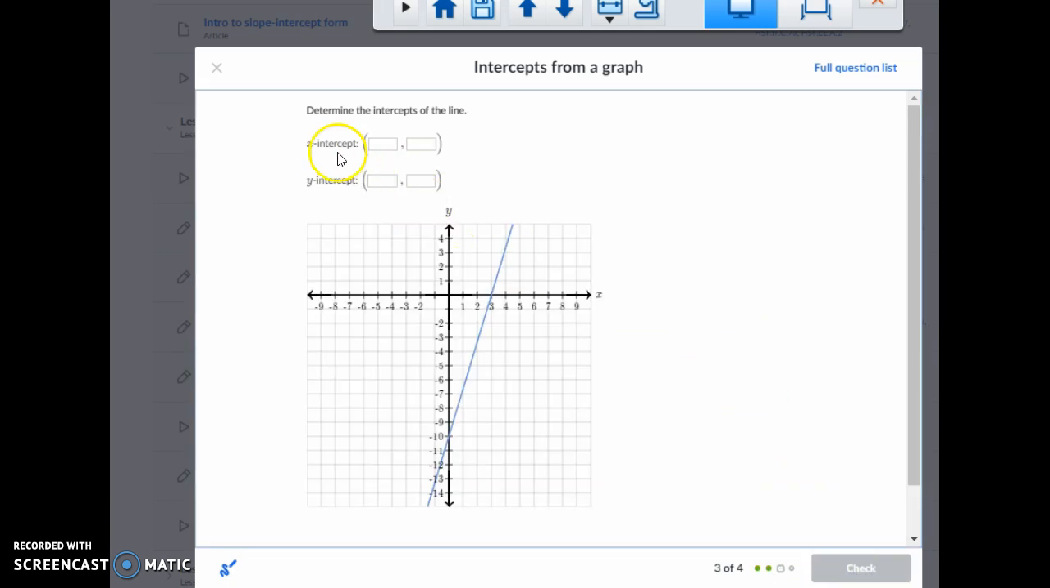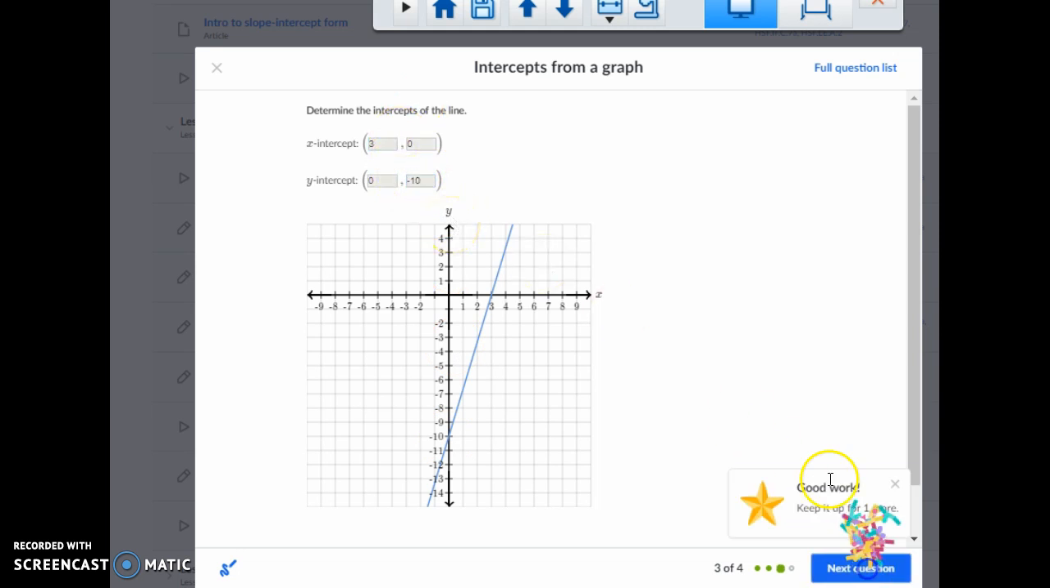The next one, again, the x-intercept is when y equals 0, so I plug that in. The y-intercept is when x equals 0. So now, where is it crossing the x-axis? Right here, the blue line crosses at 3, so we have that there. And it crosses the y-axis at -10, so we have a -10 there. So that should be the answers.